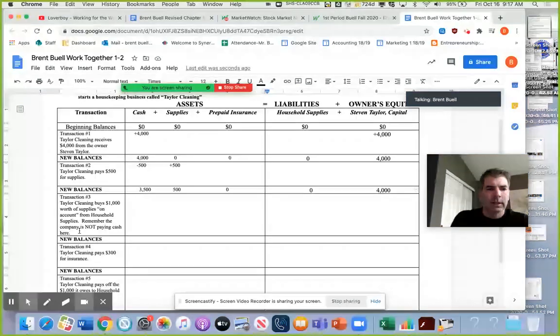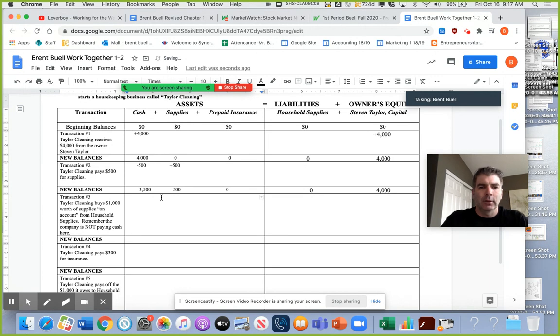And I even put the hint here because this is the one everybody messes up. They did not pay cash. It doesn't say cash. It says on account. So the 2 that are going to get affected here are supplies and household supplies, and it's $1,000. So we go to supplies first, and you ask yourself, are you getting more or are you getting less supplies?